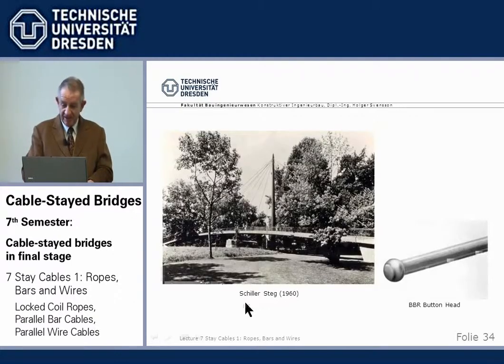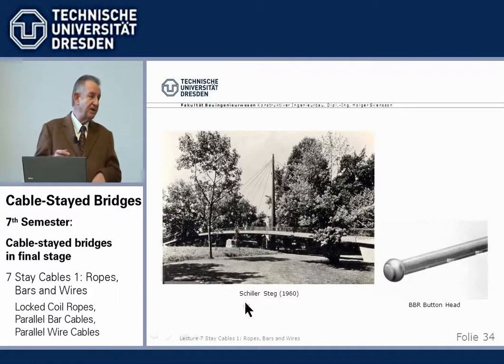Now, how did it all come about? It goes back to 1939. Professor Leonhard, my mentor, so to say, was in charge of designing and building the longest suspension bridge in Europe, Rodenkirchen Bridge near Cologne across the Rhine River. Lock coil ropes were used.